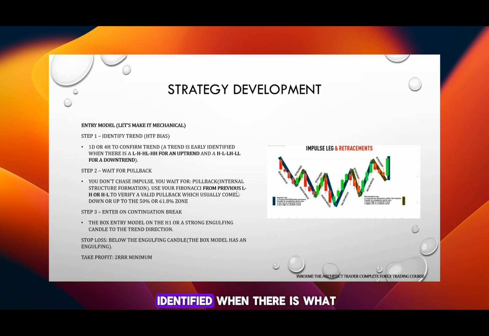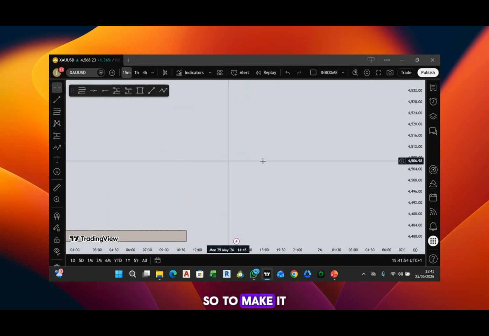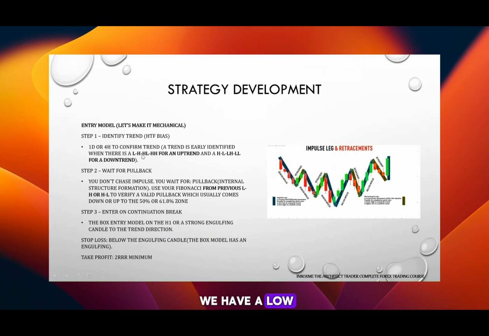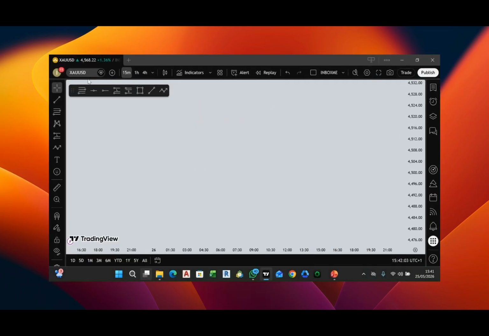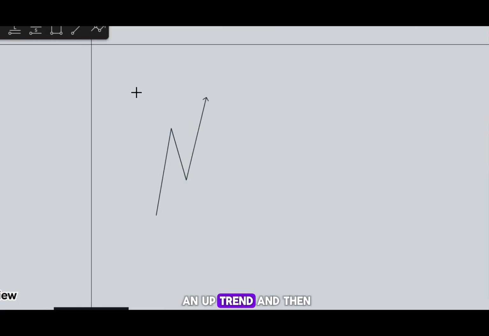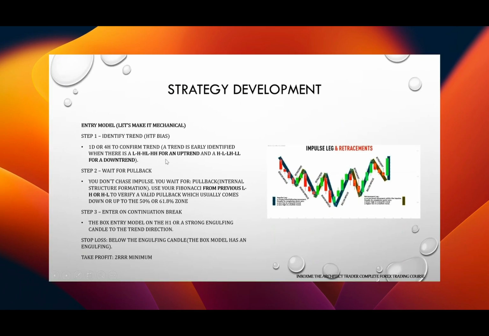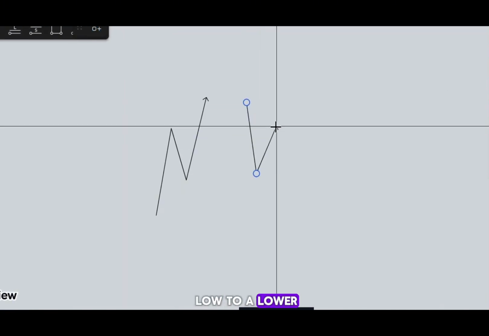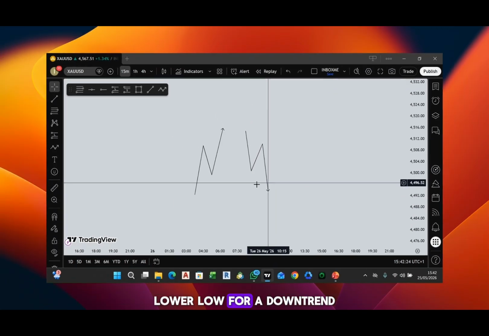A trend is early identified when there is what? A low to a high to a higher low to a higher high for an uptrend, and then a high to a low to a lower high to a lower low for a downtrend. So to make it make more sense, we're going to make it a little bit more practical. So we have a low to a high to a higher low to a higher high. That's for an uptrend, and then a high to a low to a lower high to a lower low for a downtrend.